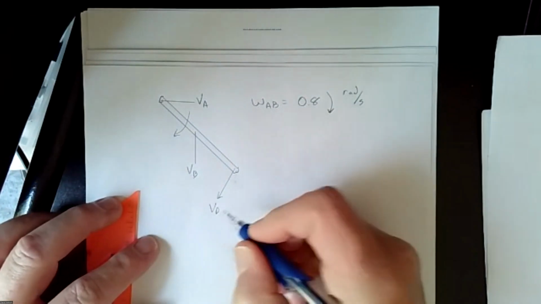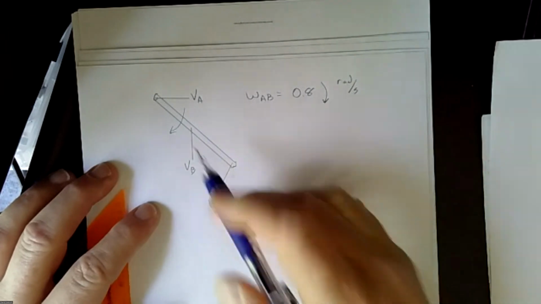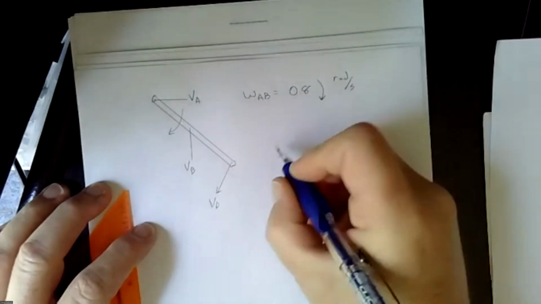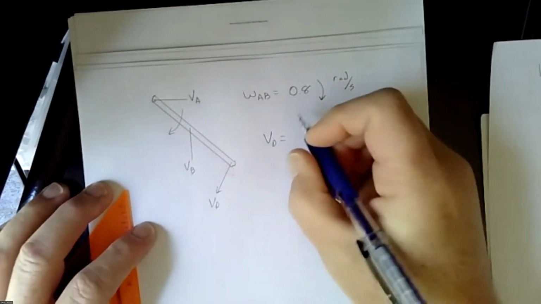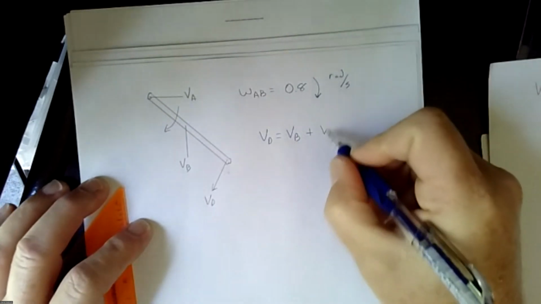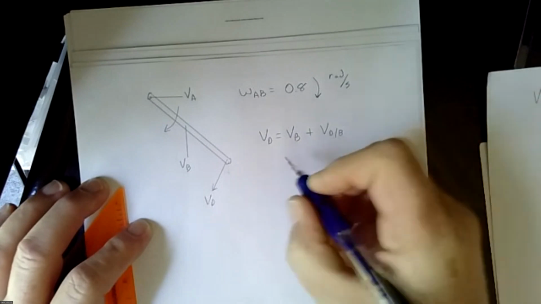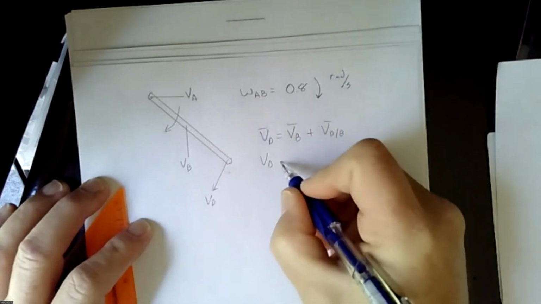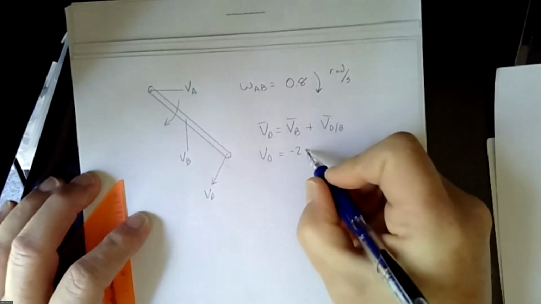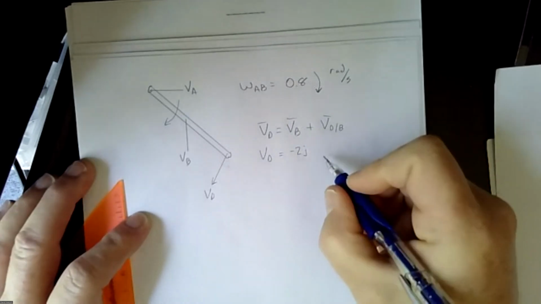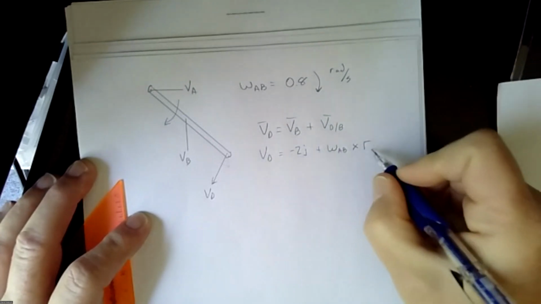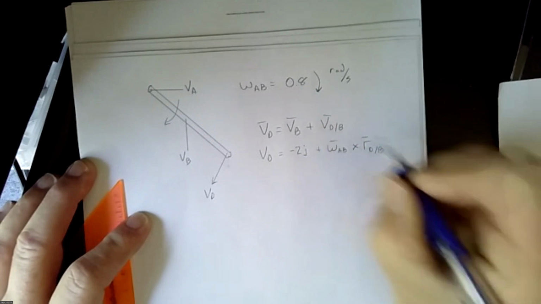That's going to be our velocity D. But fortunately, because we know B, we can do the same thing as we do with A in order to find omega. We can write the velocity of D is going to equal the velocity of B plus the velocity of D relative to B, which we know is going to be the velocity of D equaling minus 2J, and then that's going to be plus omega AB crossed with RD relative to B.